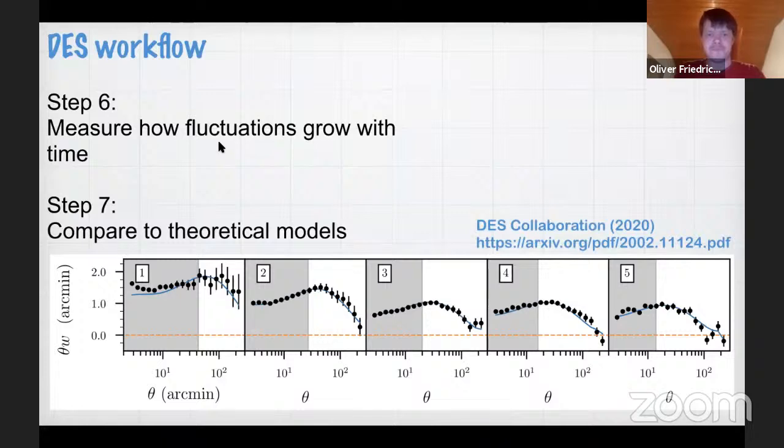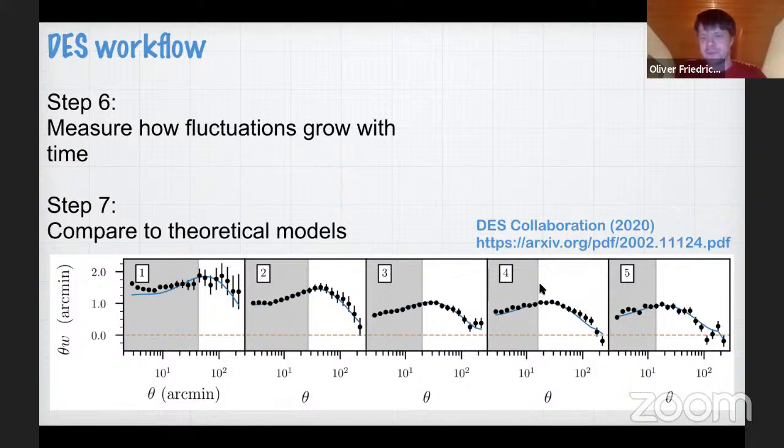This brings us to the last two steps. Now you have to measure how the fluctuations grow. Very roughly speaking, you make these maps that we just saw at different intervals in redshift. For each of these intervals, you again measure the amplitude of fluctuations, very similar to what we did at the very beginning with the 1D simulation. Then you do this for a range of different smoothing scales on the sky. And this is quite literally what I'm showing you here.